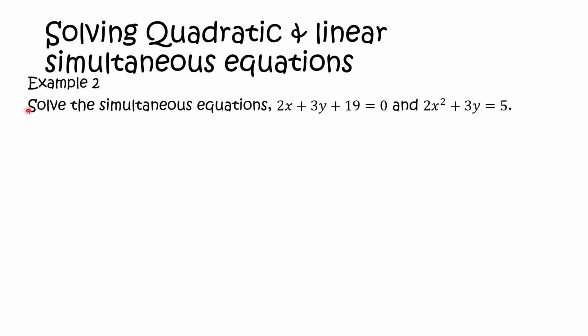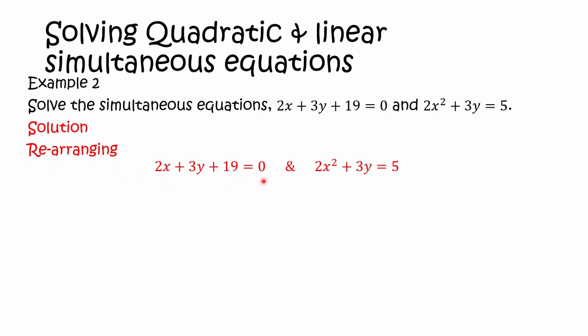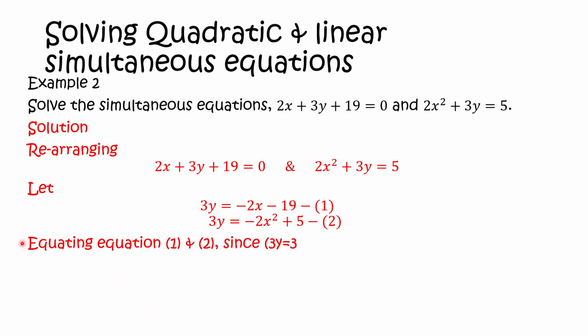Solve the simultaneous equations 2x plus 3y plus 19 equals 0 and 2x squared plus 3y equals 5. So the first thing in the solution, rearranging 2x plus 3y plus 19 equals 0 and 2x squared plus 3y equals 5, we let 3y equal minus 2x minus 19 be equation 1, and 3y equal minus 2x squared plus 5 be equation 2. In this situation, we can equate equation 1 and equation 2 since 3y is equal to 3y.